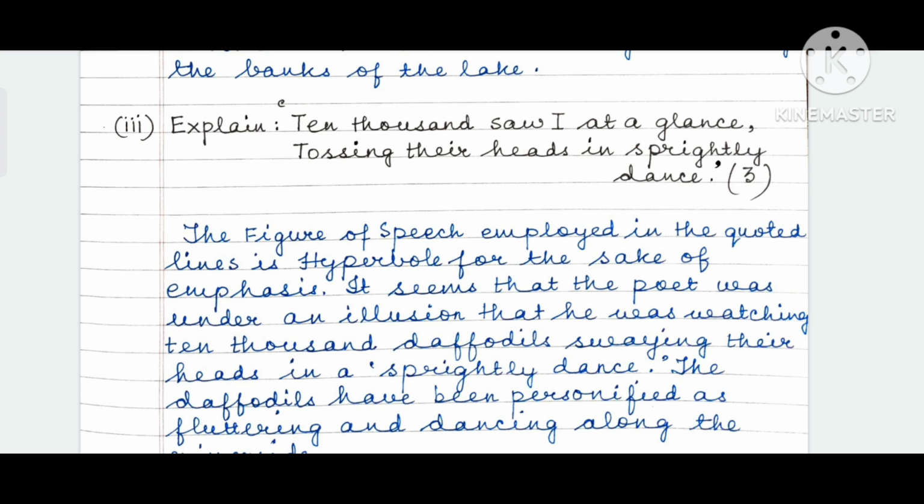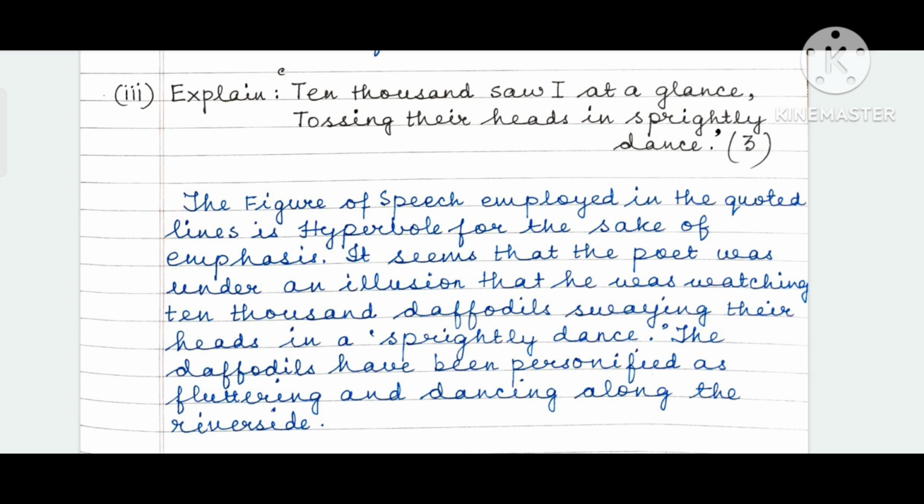I'm sure your teachers have already told you about the use of exaggeration or hyperbole in these lines. It seems that the poet was under an illusion that he was watching 10,000 daffodils swaying their heads in a sprightly dance. The daffodils have been personified as fluttering and dancing along the riverside. So there is another figure of speech here, personification. Both these figures of speech must be mentioned in your answer if you are asked to explain these two lines. So I hope you have already gone through this answer. I'm moving on to the next question.